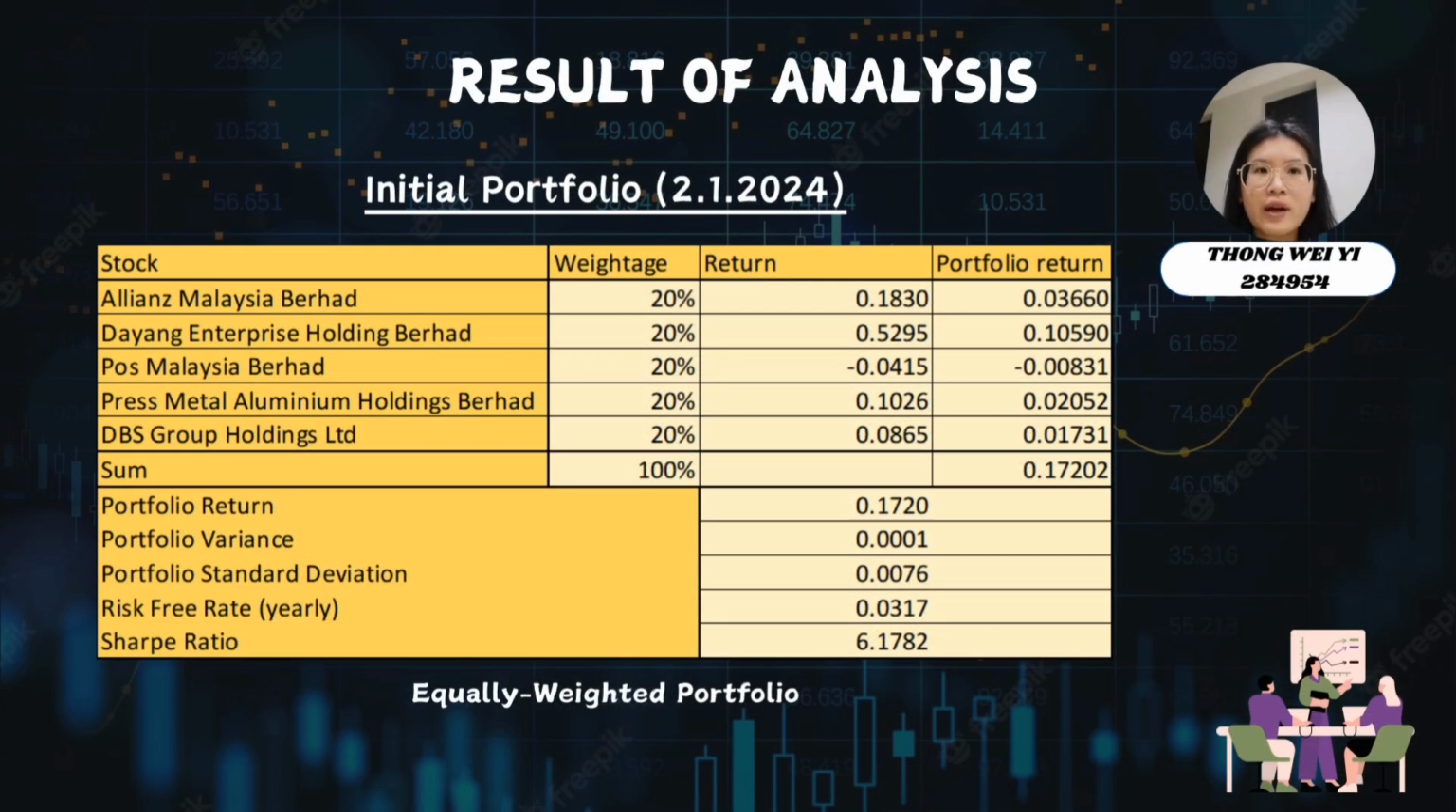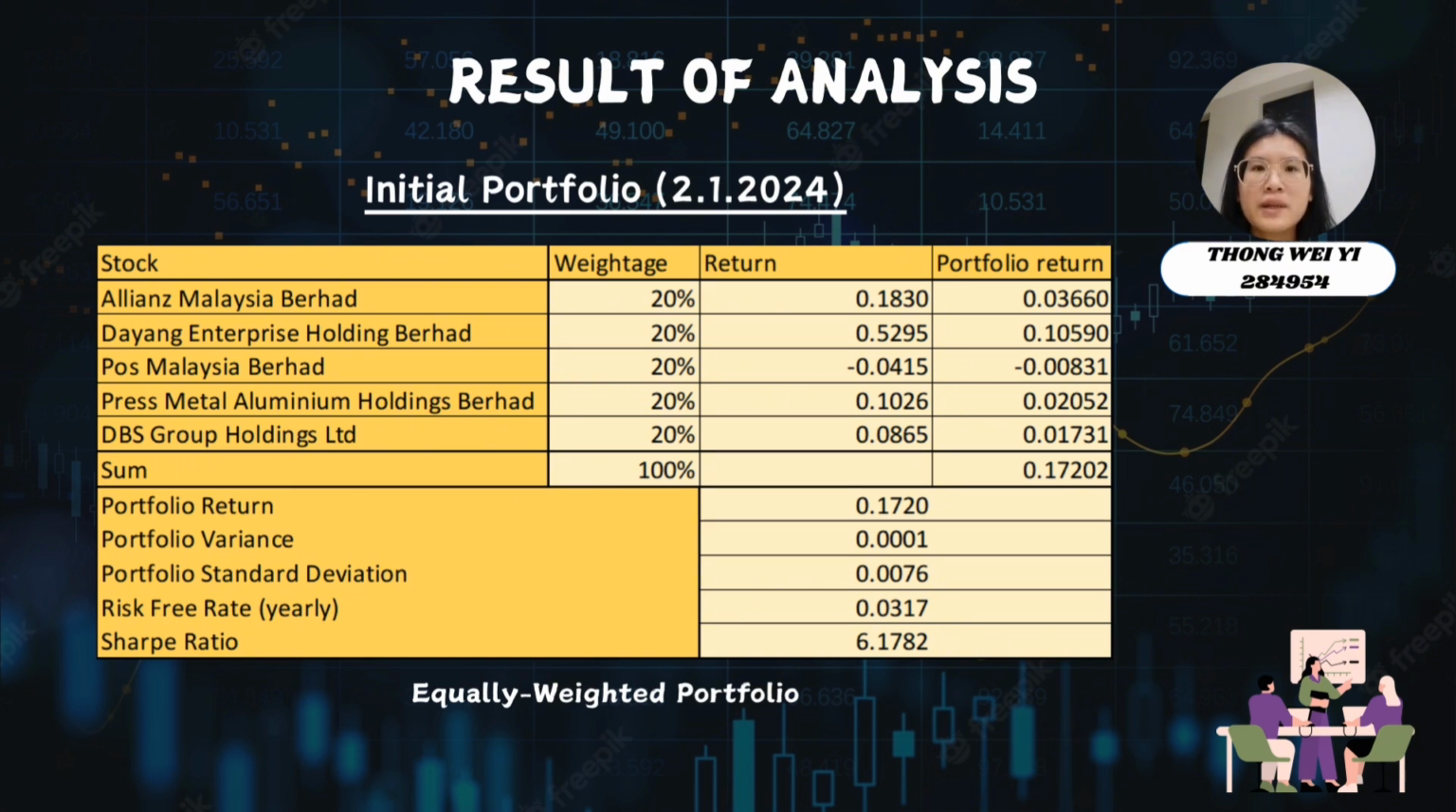An investment of 500,000 ringgit will be allocated to a portfolio consisting of 5 stocks, namely Alliance Malaysia Berhad, Dayang Enterprise Holding Berhad, Post Malaysia Berhad, Pressmetal Aluminium Berhad, and DBS Group Holding Berhad. The portfolio began its investment on 2nd January 2024 with a 20% weight given to each stock.